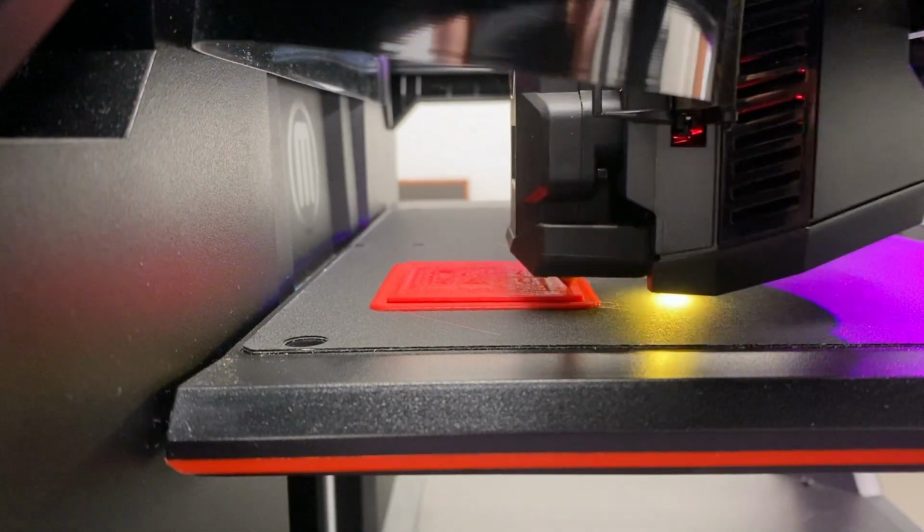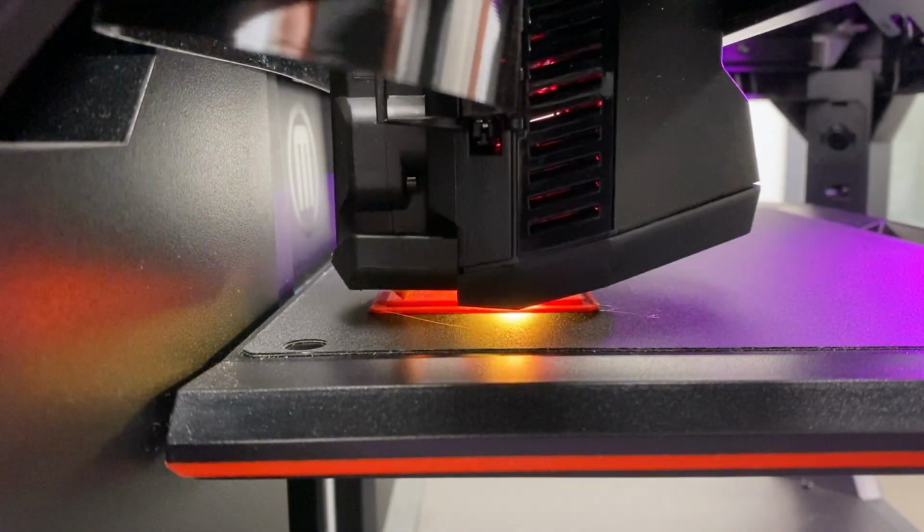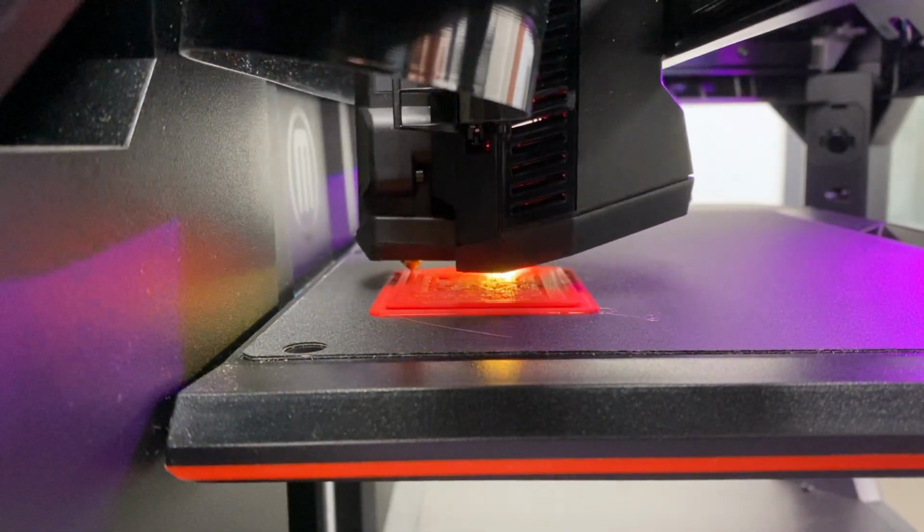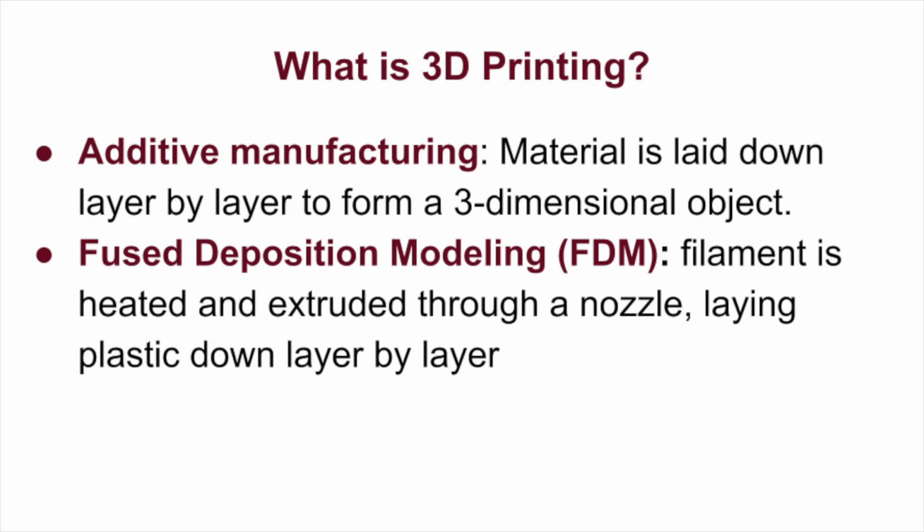3D printing is a type of additive manufacturing in which material is laid down layer by layer to form a three-dimensional object. The most common type of 3D printing at the consumer level is called Fused Deposition Modeling, or FDM. This is the type of 3D printer the library has.